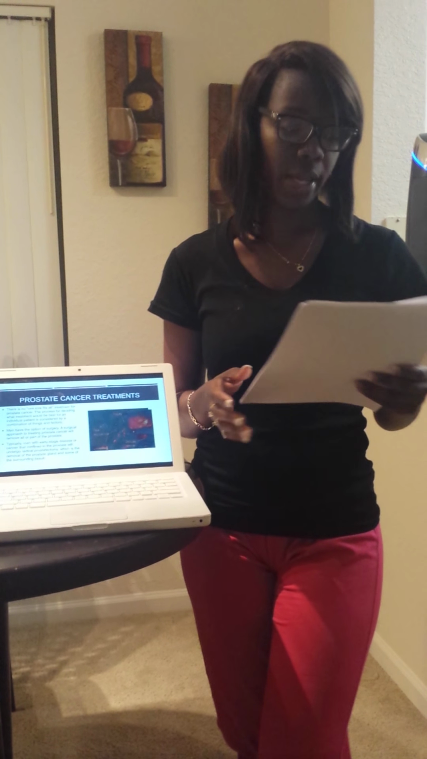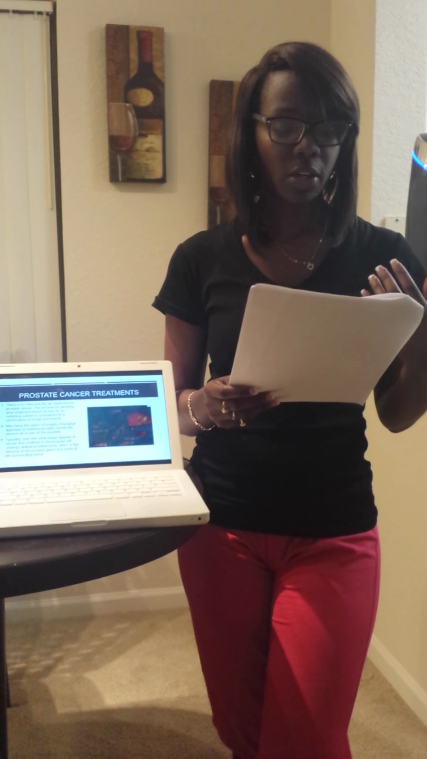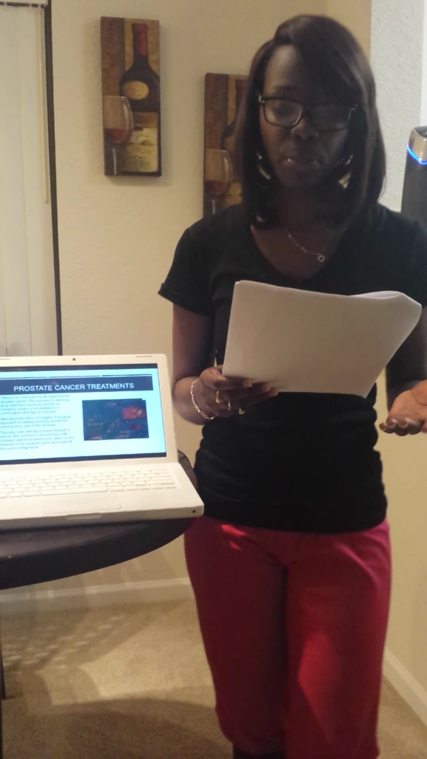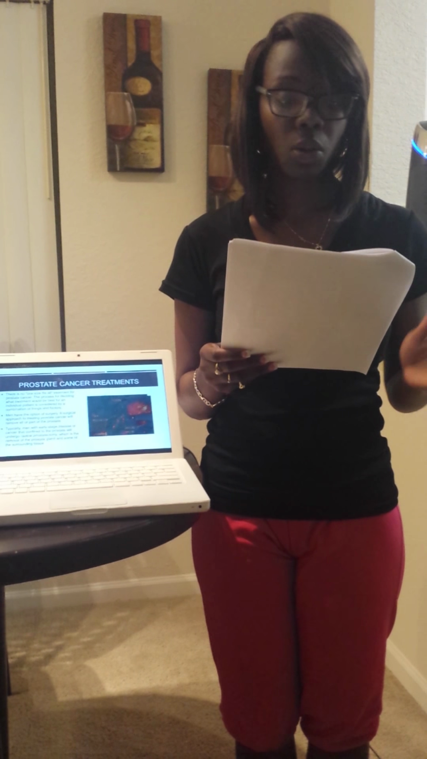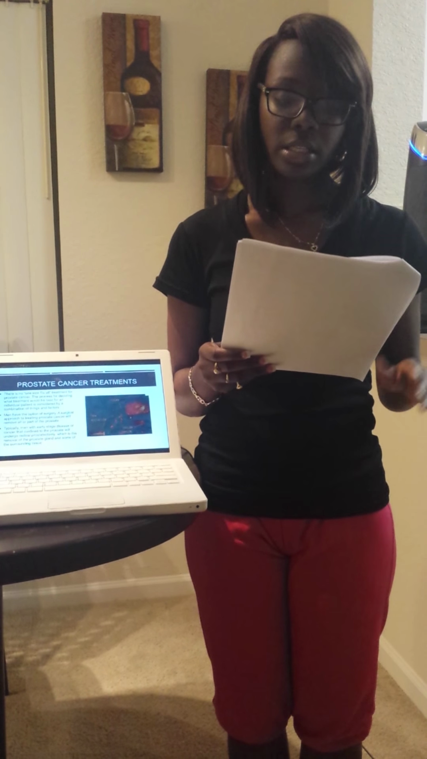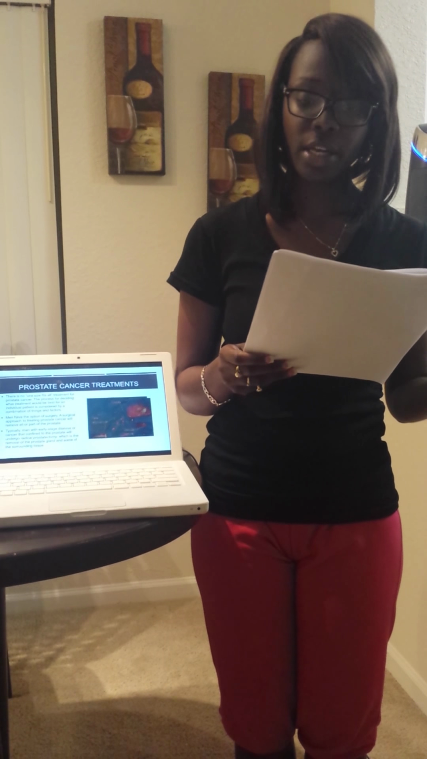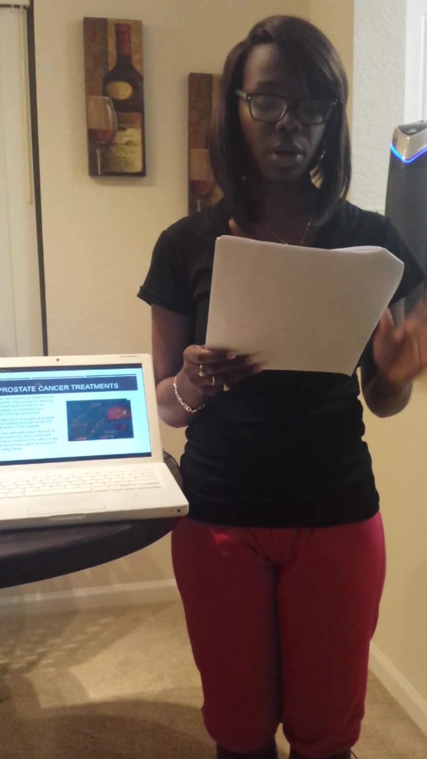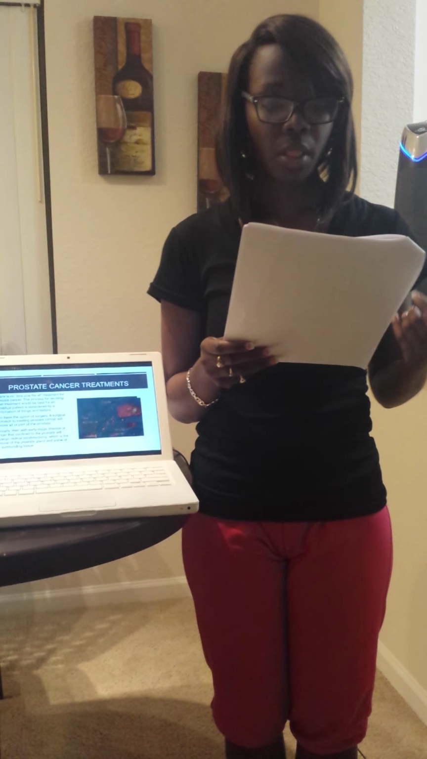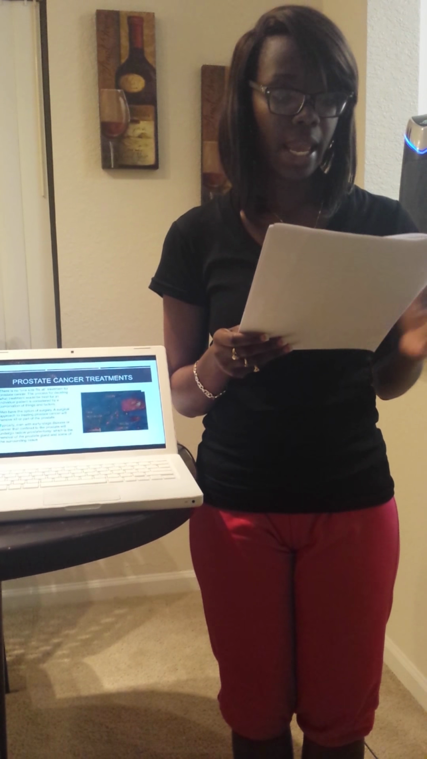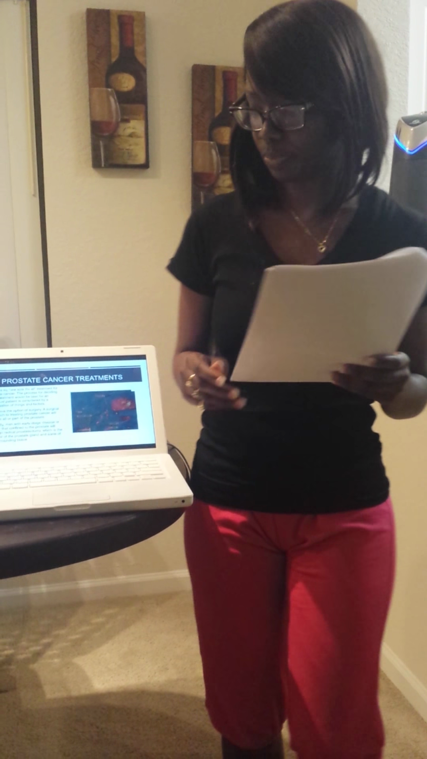Okay, so first we have surgery. Men have surgery as an option. A surgical approach to treating prostate cancer will remove all or part of the prostate. Typically men with early stage prostate cancer, or cancer confined to the prostate, will undergo radical prostatectomy, which is the removal of the prostate gland and some of the surrounding tissue.